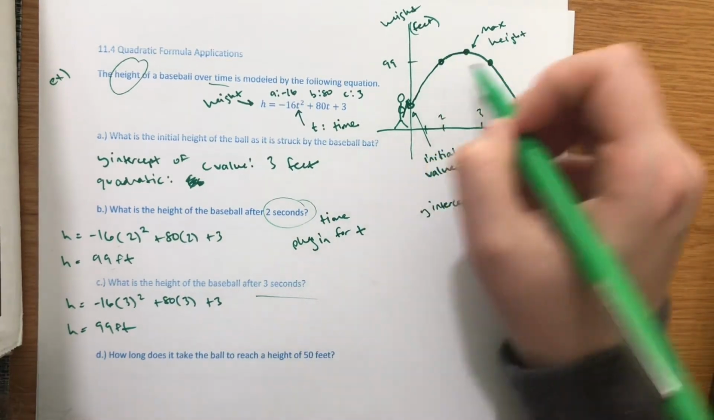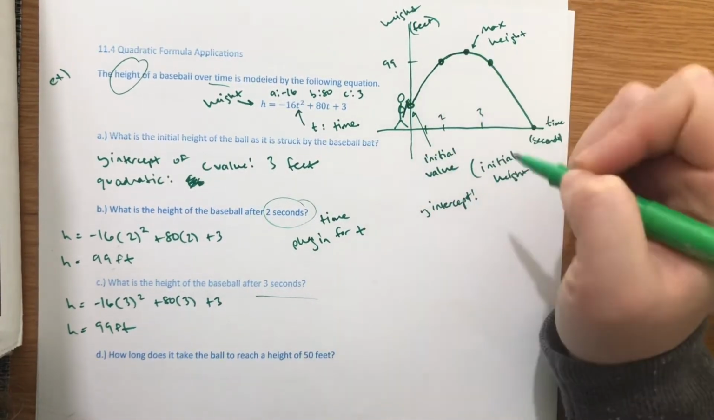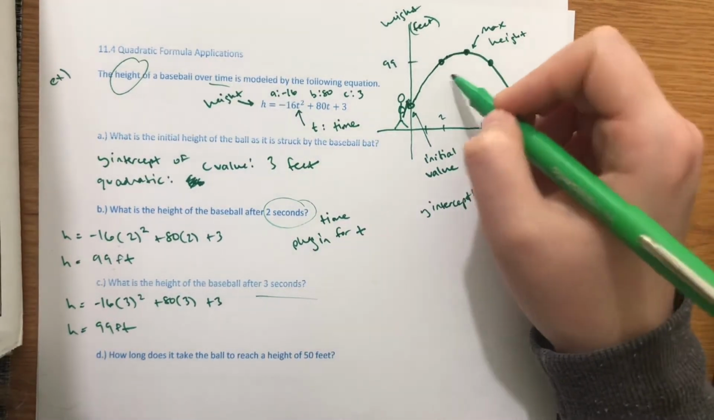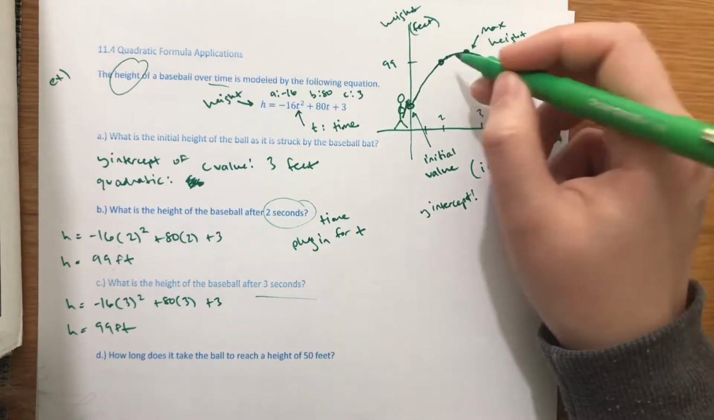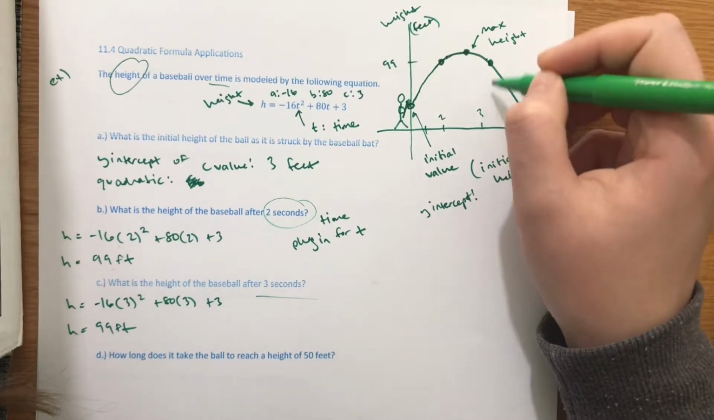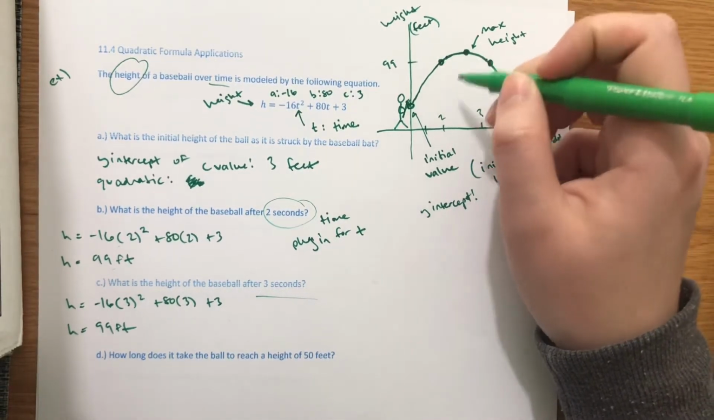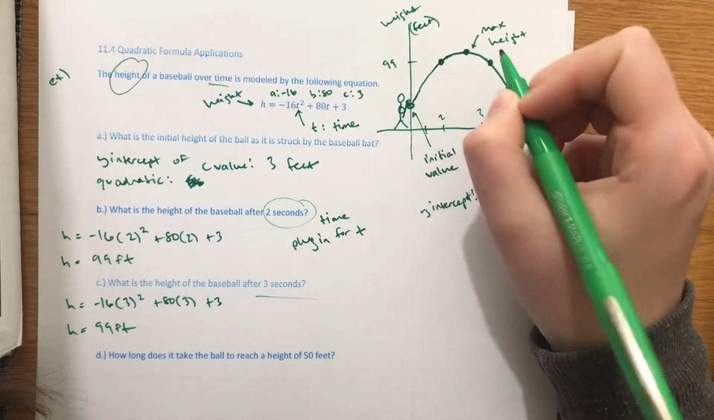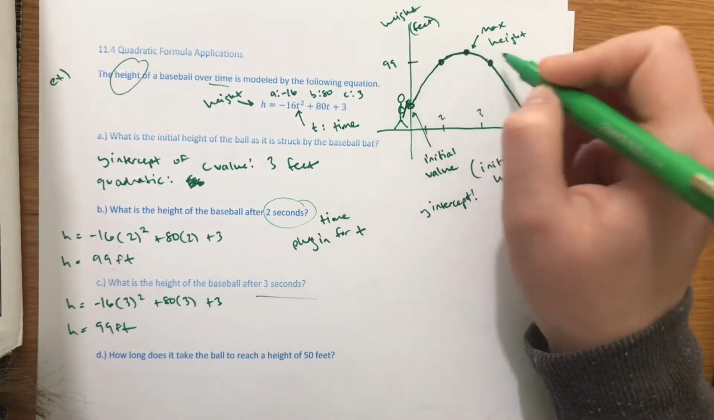There are actually 2 outputs for everything except the maximum. So for 100 feet, it's like 2.01 seconds. And then for 100 feet on this side, it would be 2.99 seconds or whatever it may be. So there are 2 time periods when it's going to hit a certain height, on its way up and on its way back down.